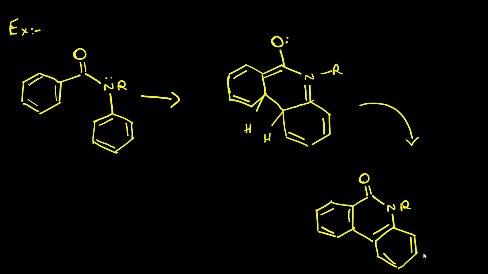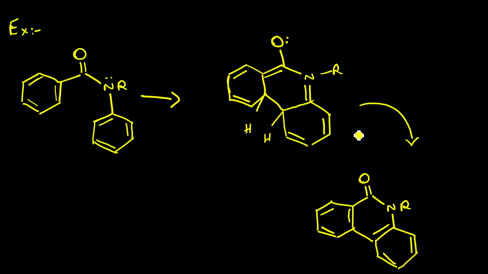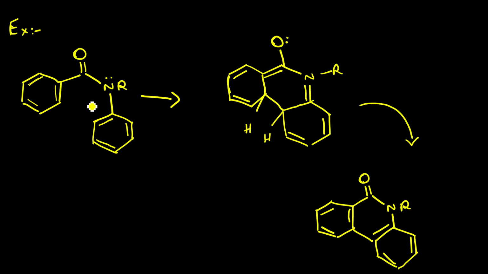Okay. Now, if you remember what we have talked about, there are two conditions. The first step should be concerted and the product would be non-aromatic, and the second step would regain its aromaticity. Now in this case, the reactions don't have to be exactly radical mechanisms. Here we talked about a radical mechanism, but here you will see that this reaction will not proceed through a radical mechanism. So here what happens is just like this.